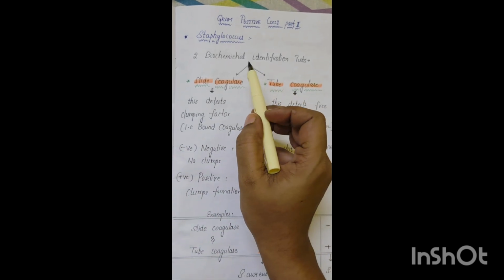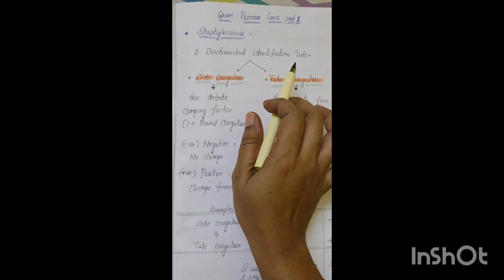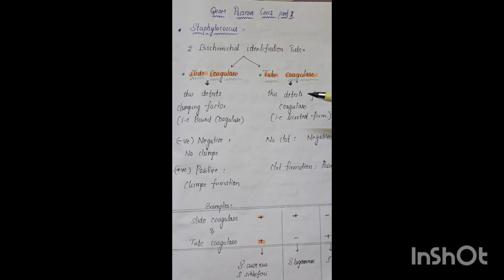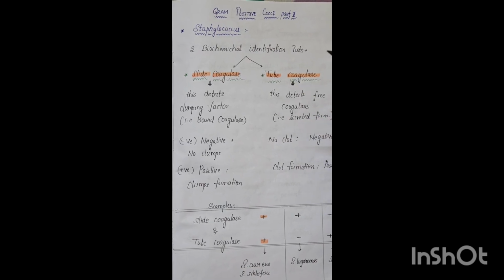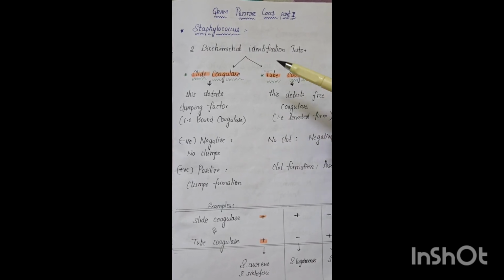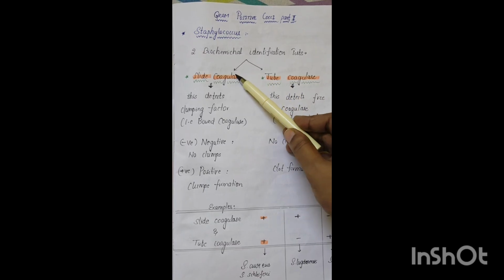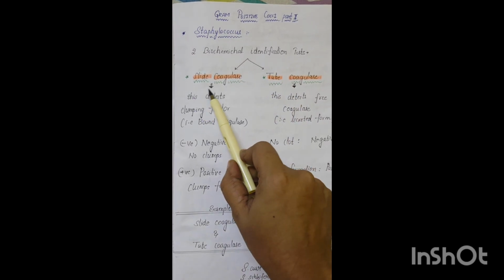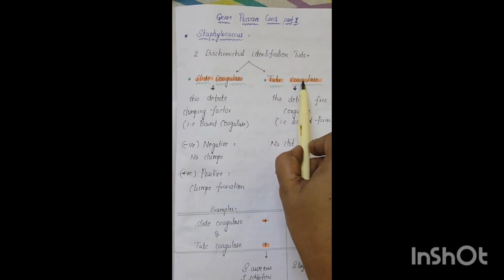Hi everyone, today we are going to discuss the coagulase test. This is a very important test in differentiating Staphylococcus species. So here you can see there are two types of coagulase test. One is slide coagulase and the other one is tube coagulase.